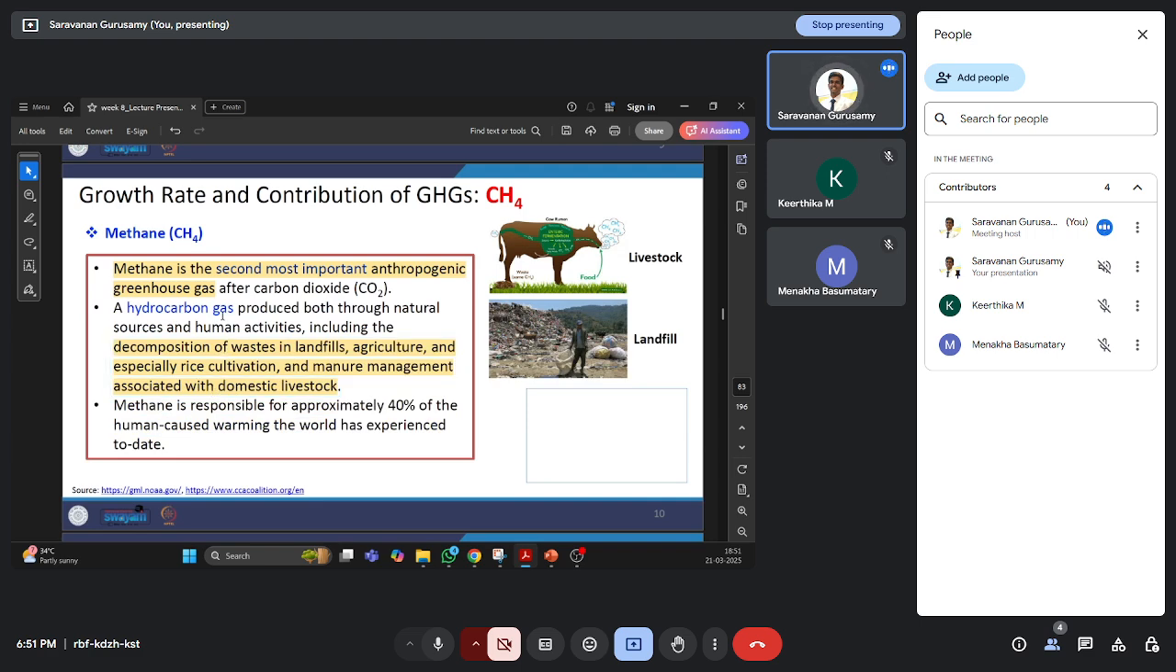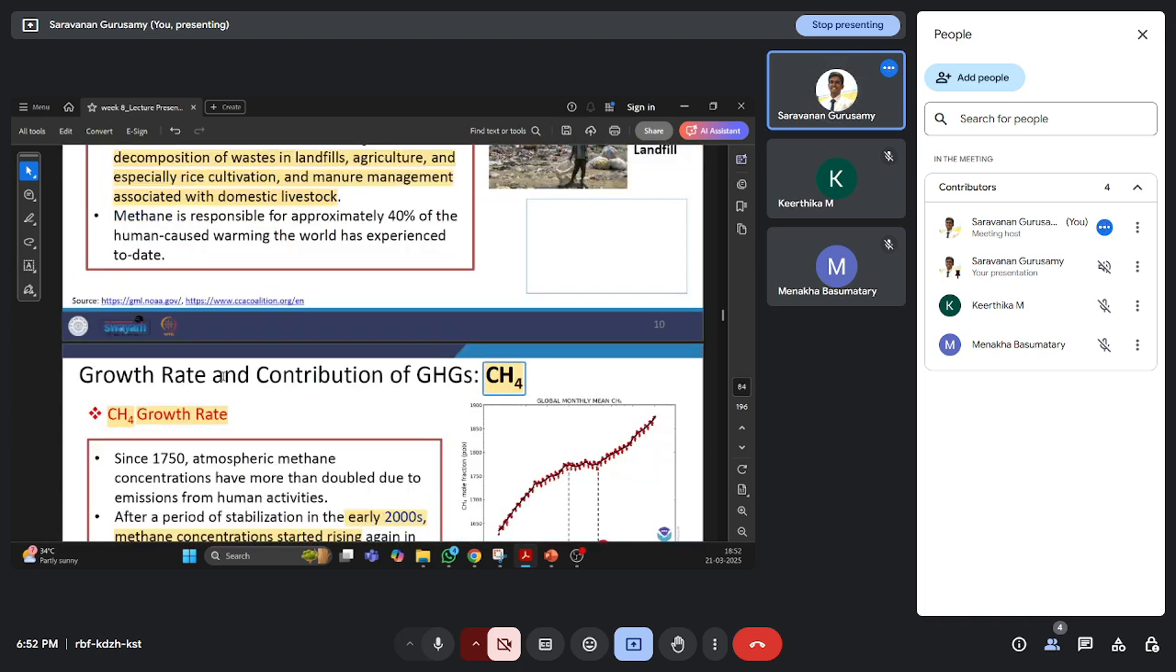And methane is the second most anthropogenic greenhouse gas. It's emitted from, as we know, livestock guts and landfills. We have just submitted a proposal to DST, the Department of Science and Technology, for methane mitigation strategies from landfills, because we are working on solid waste management. Agriculture, rice and paddy cultivation, as I mentioned, has a huge impact on methane emission, and also manure management. You can see methane is responsible for 40% of the human-caused global warming, not only CO2.